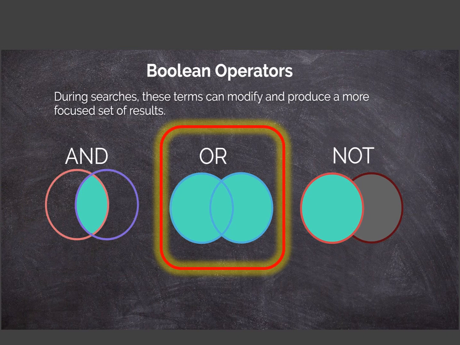So next up is the OR operator. It basically broadens the search by telling the database that any of the words it connects are acceptable. So this is particularly helpful when you're searching for synonyms or words that are related in some way, such as tubal ligation or permanent contraception.